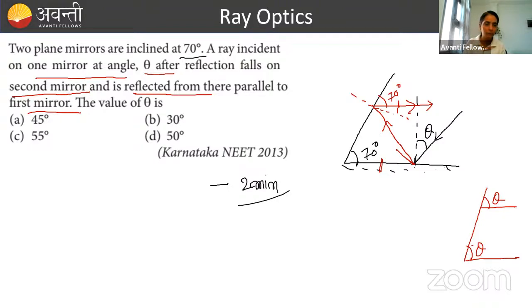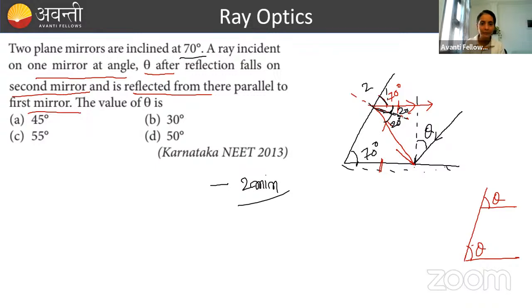Again, now come to this thing. Here, this is normal to the mirror. So this how much? 90 degrees. This normal will make a 90 degree angle with the second mirror. Okay? And this angle is 70. So this angle will become how much? 20. And this is the angle of reflection for the second surface. So the angle of incidence for the second surface will be equal to 20 degrees. So this is also, yes, that is correct. So this is 20, this is 20.